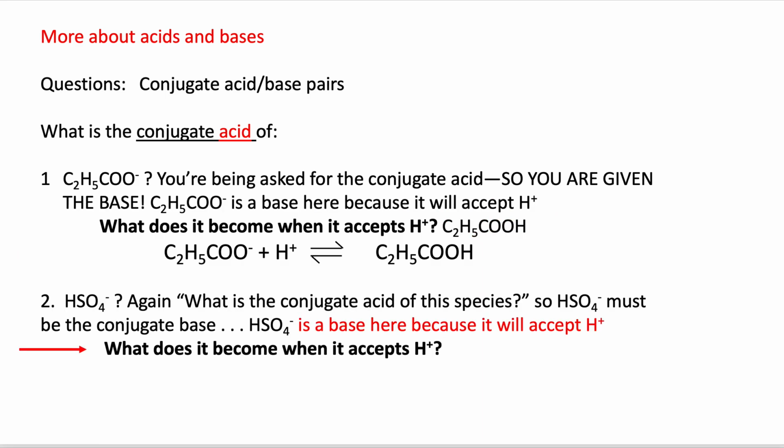And with number 2, again, it's going to be a base here because it's going to accept an H+ and then make the conjugate acid. So what does it become? So again, pause while you write the answer. And it's going to become sulfuric acid. And look at the equation there of the hydrogen sulfate ion gaining a proton to become sulfuric acid.